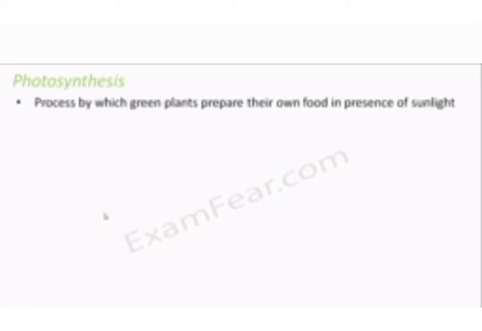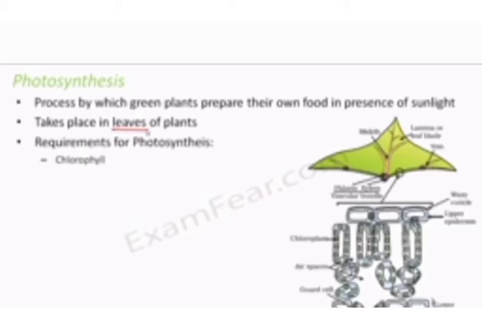So the process by which green plants prepare their own food in presence of sunlight is known as photosynthesis. So where does photosynthesis take place? It takes place in the leaves of plants. So that means this process of preparing food happens in the leaves, and the food which is prepared is stored in the leaves. So what are the requirements for photosynthesis? The very first requirement is chlorophyll.